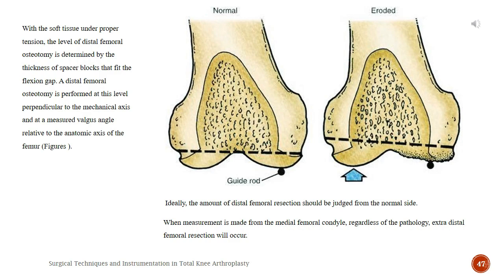Notice the figure. Ideally, the amount of distal femoral resection should be judged from the normal side. When the measurement is made from the medial femoral condyle, regardless of the pathology, extra distal femoral resection will occur.